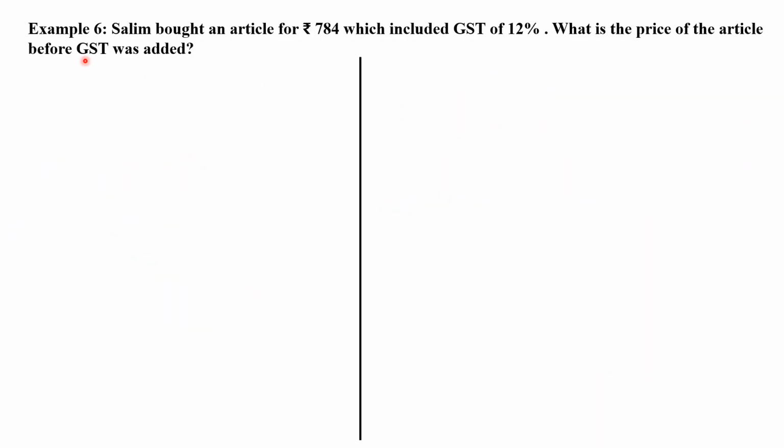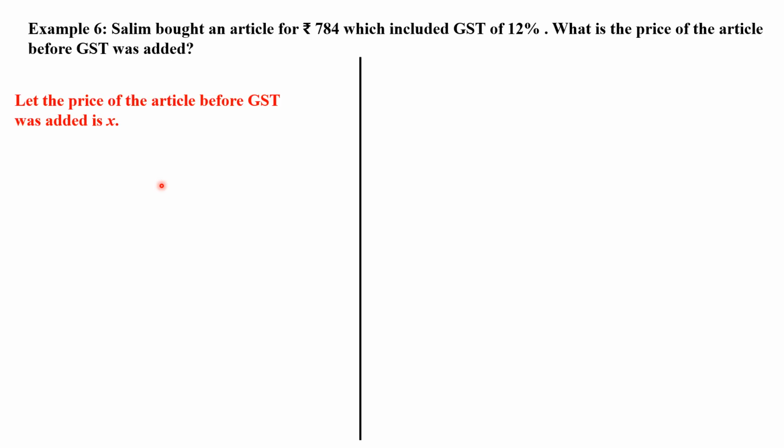Now next question, example number 6. Salim bought an article for 784 rupees which included GST of 12%. What is the price of the article before GST was added? Now this question was somewhat similar to the previous example, example number 5. So again here this 784 rupees is having the tax also. Okay, it includes tax. What you have to find? You have to find the original price of the article.